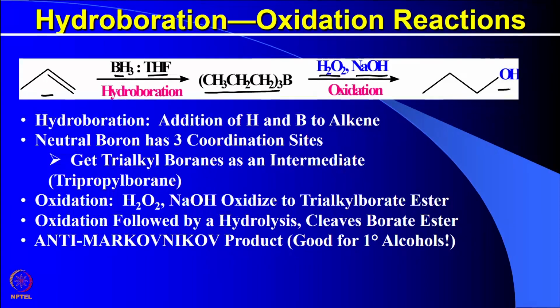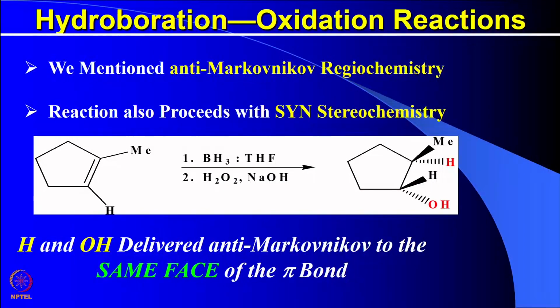So in this process, water is added across this double bond in this way. H gets added here and OH gets added here, compared to all the previous cases where H and OH were getting added in the opposite direction. So here what we see is called the anti-Markovnikov regioselectivity or regiochemistry, and this reaction also proceeds through syn stereochemistry.